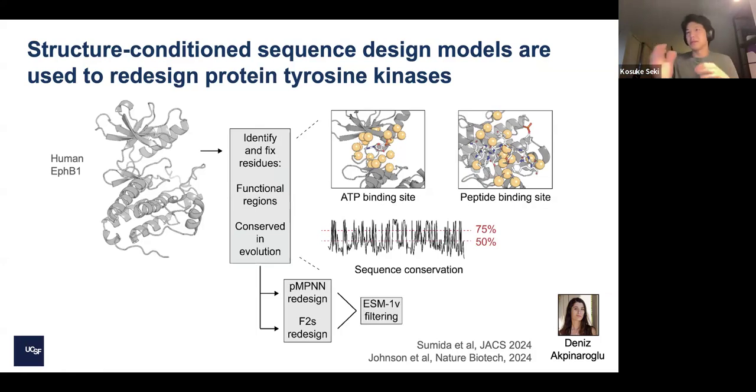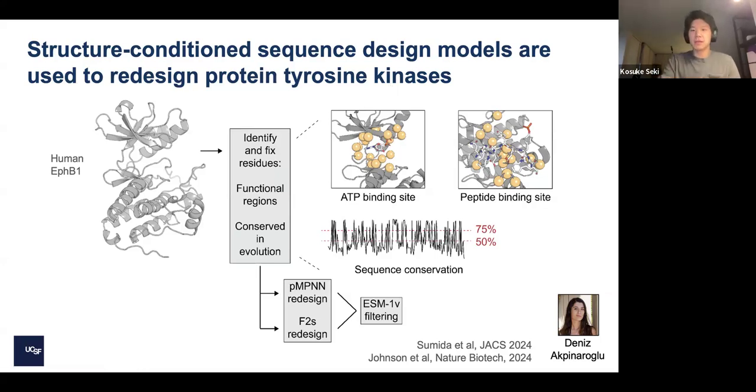And then we design many sequences to do this. And then we filter the best ones by using ESM1V, which is a protein language model. We use this just because some of those sequences might not work or be predicted to be functional. So we use ESM as kind of a filter just to get the best 20 sequences or so. We do this in order to test the hypothesis that we can use these structure-conditioned sequence design models to redesign these kinases.